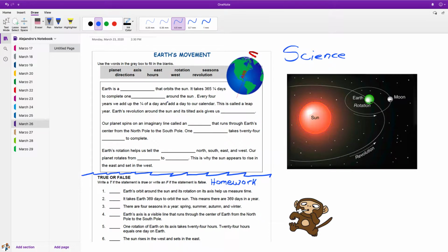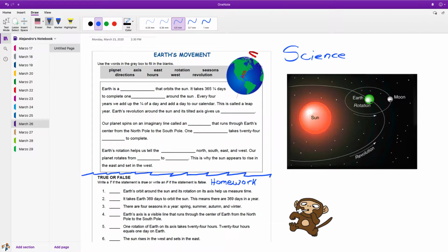So what do we have here? It says, Earth's movement. Use the words in the gray box to fill in the blanks. Guys, remember, what do I like to do first? I like to count the words that I have. Let me see, how many do we have? We have 1, 2, 3, 4, 5, 6, 7, 8, 9. And next, I like to count all the blanks that I have, just to make sure that I'm going to be using all the words. Let me see, how many blanks do I have? 1, 2, 3, 4, 5, 6, 7, 8, 9. What does that mean? That we are using all the words for this activity.